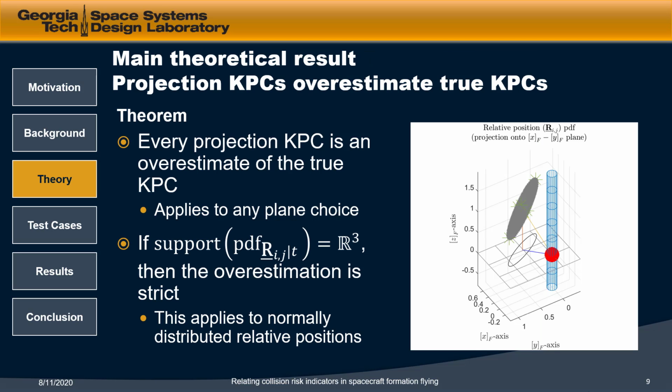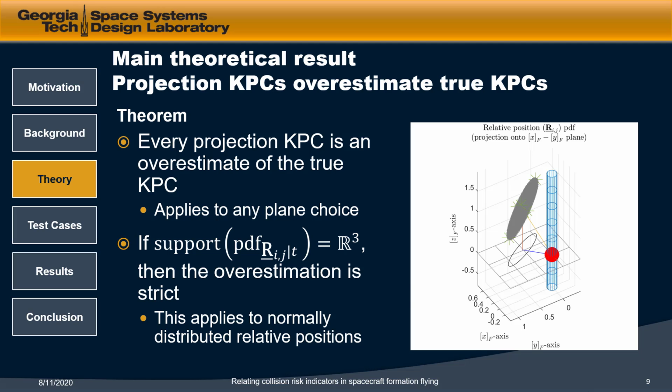The main theoretical result presented in the paper is that every projection KPC is an overestimate of the corresponding true KPC, and this holds regardless of projection plane choice. Furthermore, if the relative position PDF is positively valued in its entire domain, then the overestimate is strict, meaning that in those cases, the difference between projection KPCs and true KPCs is not trivial. This result is general in that it is instantaneous and it does not depend on the underlying dynamics. It also applies to normally distributed relative states in particular.